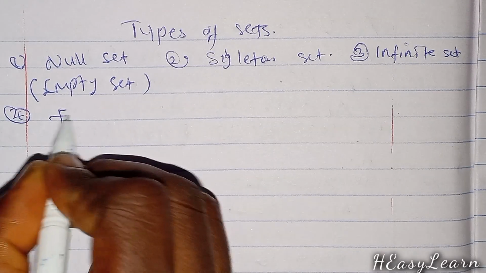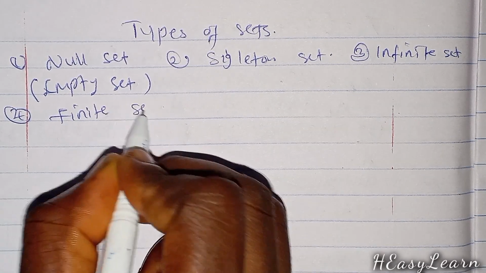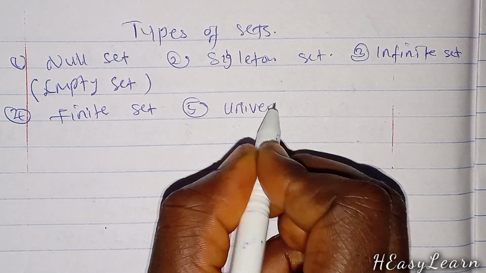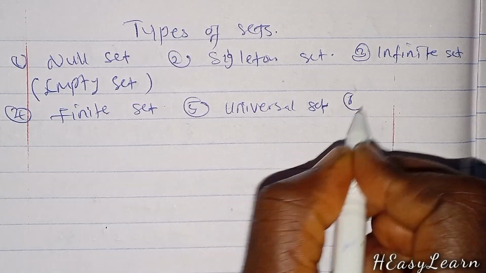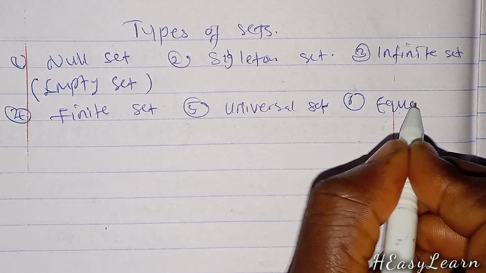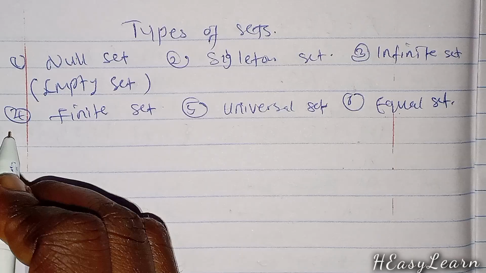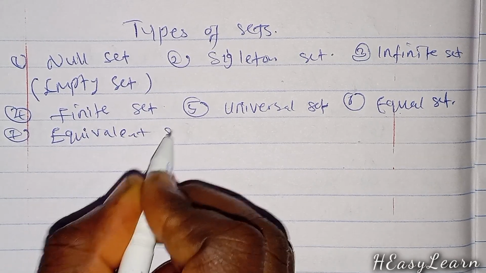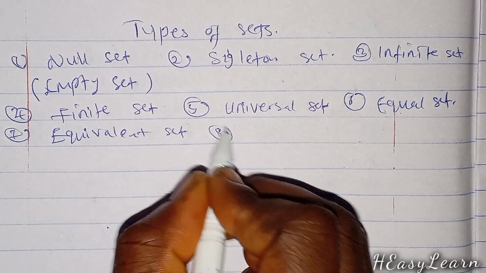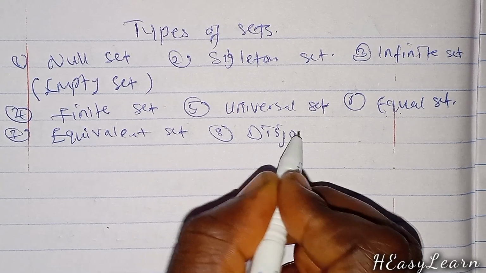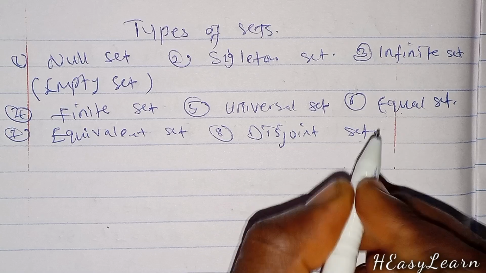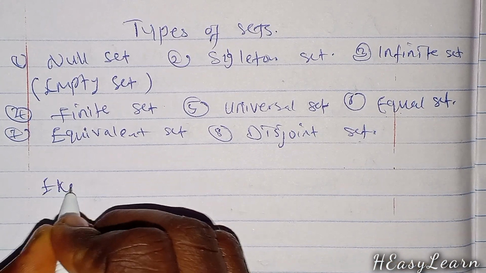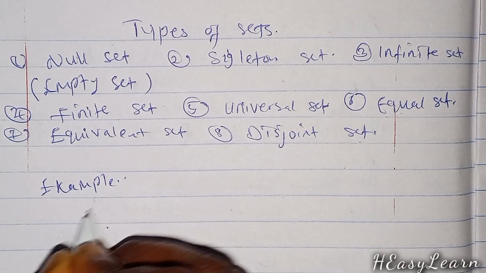Infinite set. Finite set. We have the universal set. We have the equal set. We also have what is called the equivalent set. What is called the disjoint set. How do these sets look? Let's look at an example to explain the types of sets.